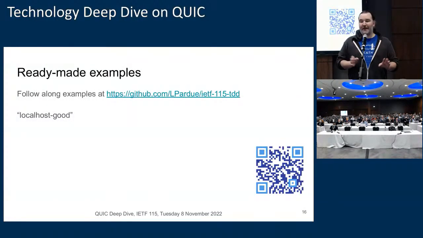One more. I have some ready-made examples. Speaking with Brian, we thought it would be cool to take some live real things that I captured and put up on GitHub. These PCAPs and QLogs that I've got for localhost good are just a simple good exchange of a request that succeeded at the QUIC layer at least. So next slide, please.